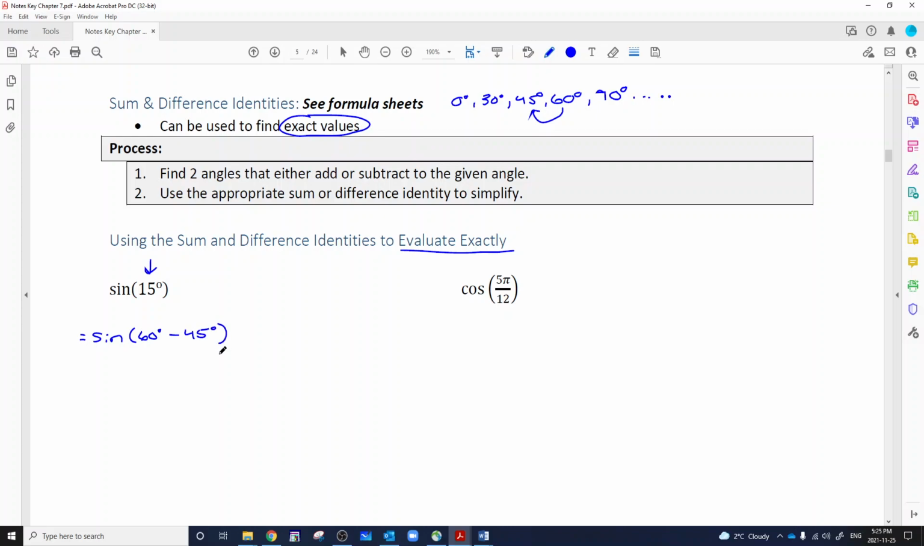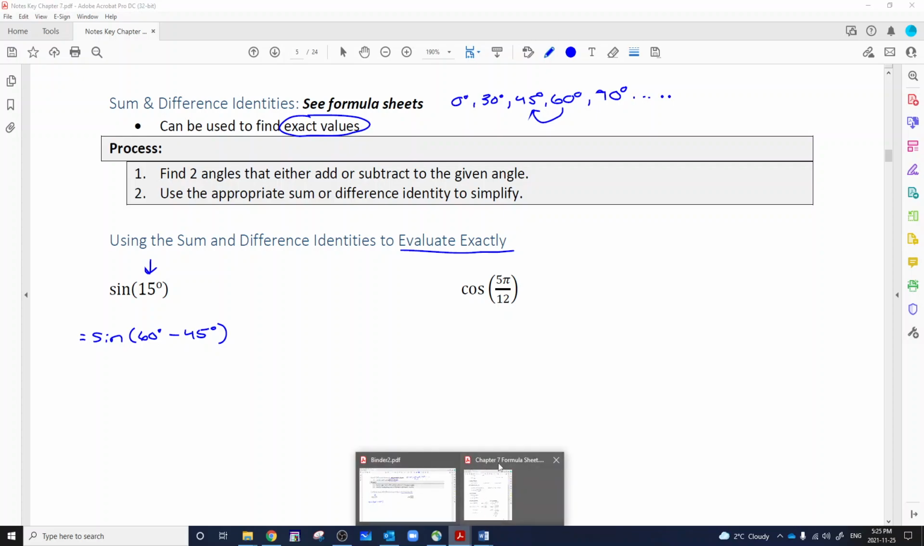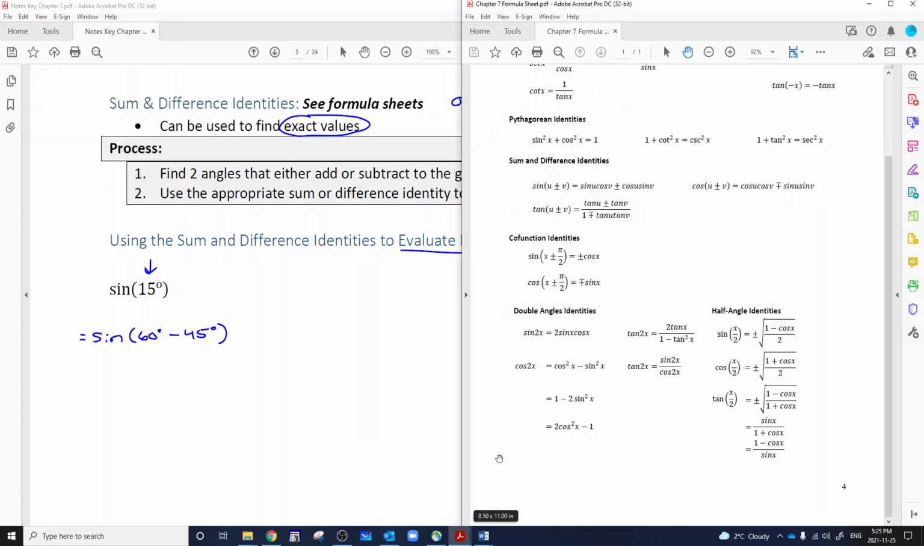Well, now what? Now we're going to turn to our formula sheet and look at the sum and difference identities. You're going to see the sum and difference identities right here. We're going to look at the fact that this is a sine function, and it's the sine of 60 minus 45. So here we go, sine of some angle plus or minus another angle. So we're going to use minus. So we've got the sine of 60 minus 45.